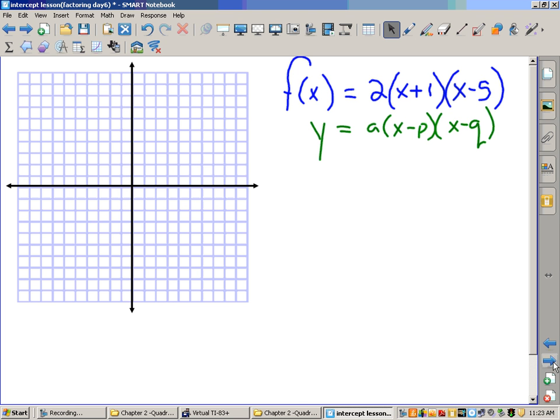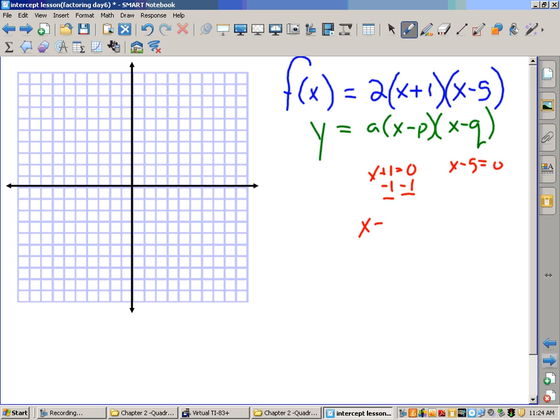Okay, so this one right here, same thing. Is it going to go up, down, wide, or skinny? Up and skinny, because we know the 2 is the stretch function. Okay, we know it's going up. But the one thing that we can find right here is the x-intercepts.